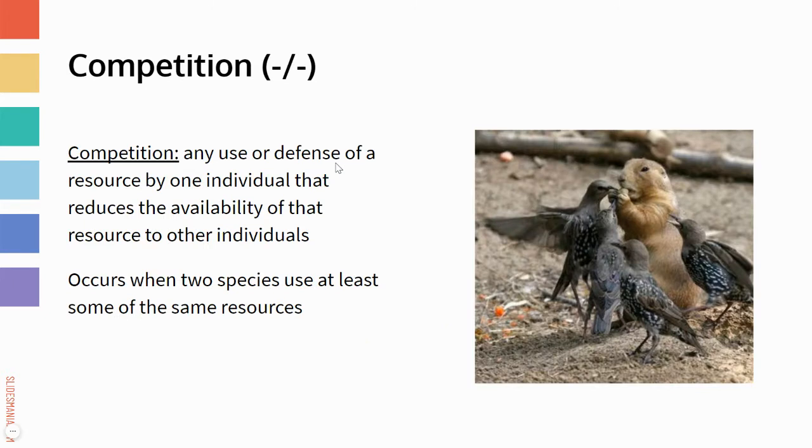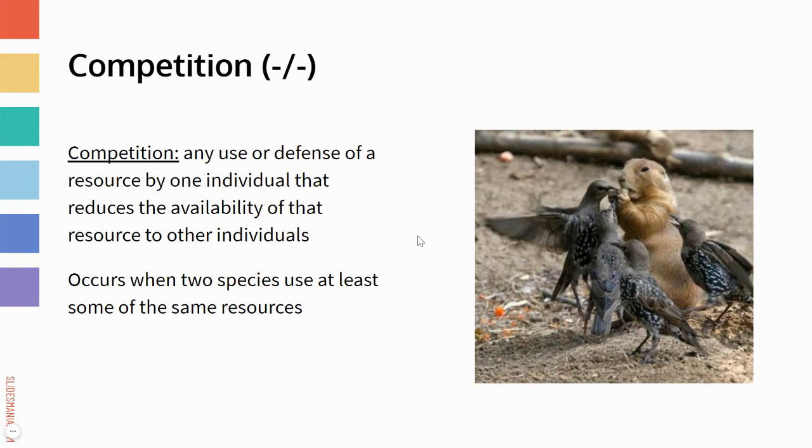So let's start with this first one, which is the saddest one, competition, where both species are negatively affected. And we can more precisely define competition as the use or defense of a resource by one individual that reduces the availability of that resource to other individuals. And this is going to occur when two species have at least some overlap in the types of resources that they're trying to use. We can see a picture here of a gopher or something and some birds fighting over some sort of nut or seed.